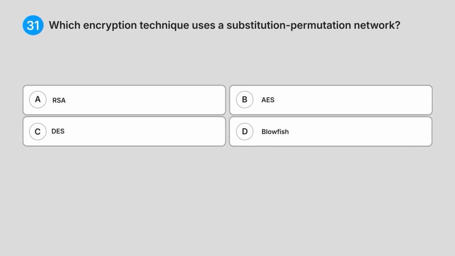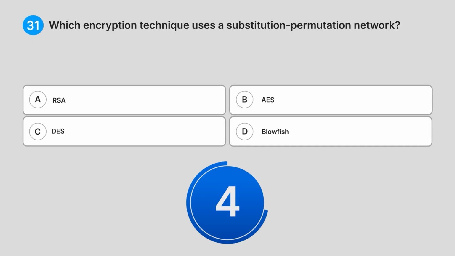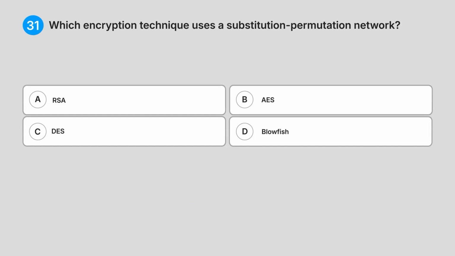31. Which encryption technique uses a substitution permutation network? A. RSA, B. AES, C. DES, D. Blowfish. Can you guess the answer? Correct answer, B. AES.